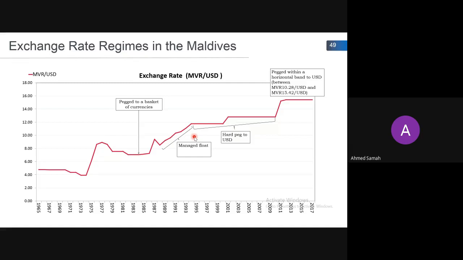under a particular level. Then from the mid 90s until 2011, there was a hard peg to the US dollar. So hard peg means one US dollar was pegged directly to the MVR. So as you guys might remember, there was a period when one US dollar was equal to 12.85.